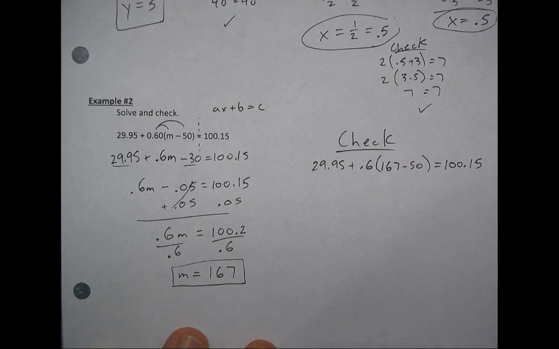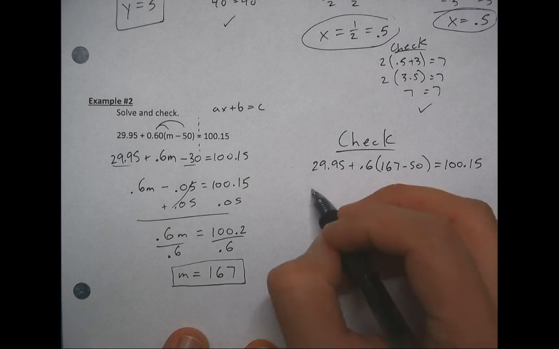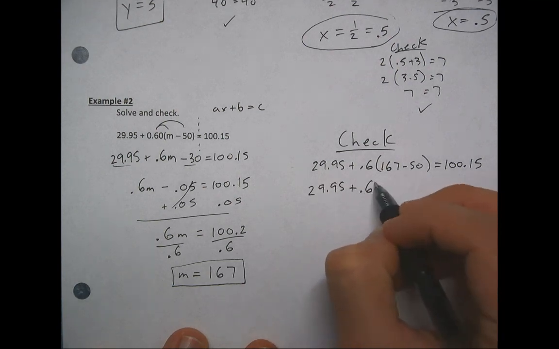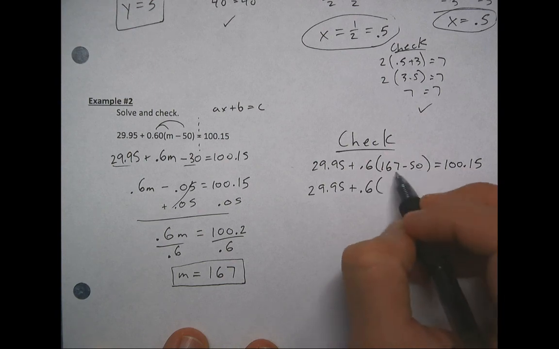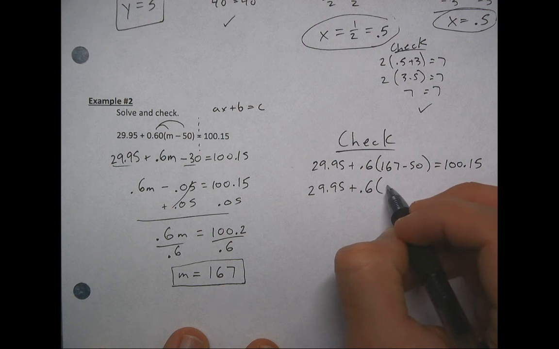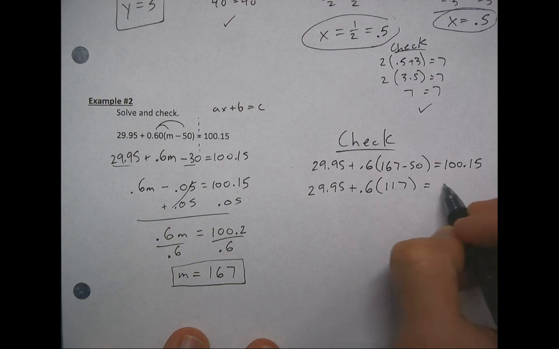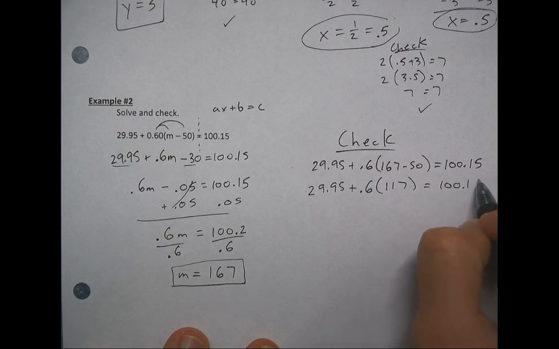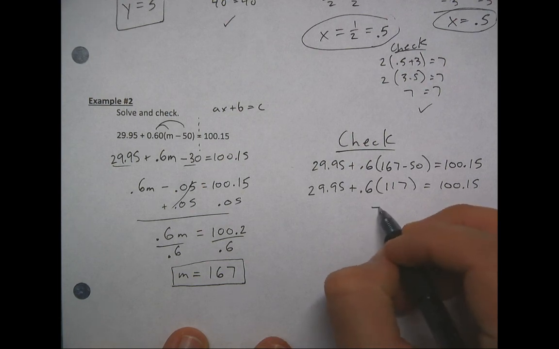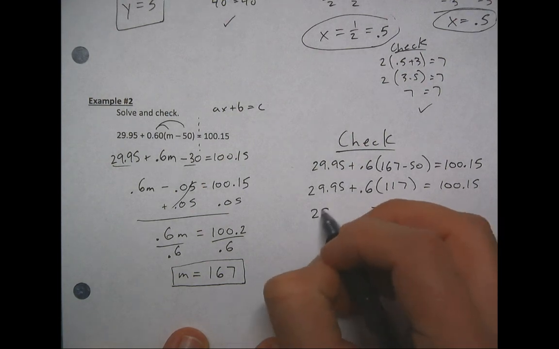And now in here, I can just follow my order of operations. So I'm not going to distribute, although you can. I'm just going to follow order of operations and work inside parentheses first. So 167 minus 50 is going to be 117. All right, and I'm going to grab my calculator. I'm going to do 0.6 times 117, and that's 70.2.